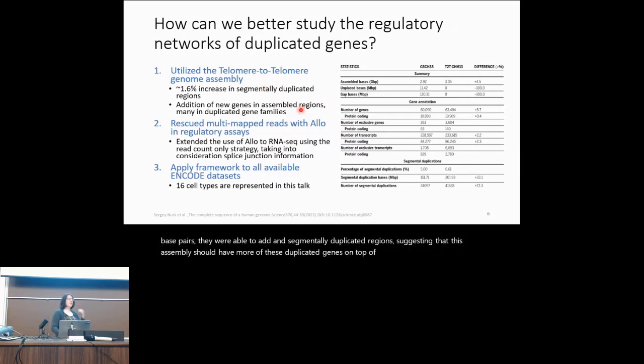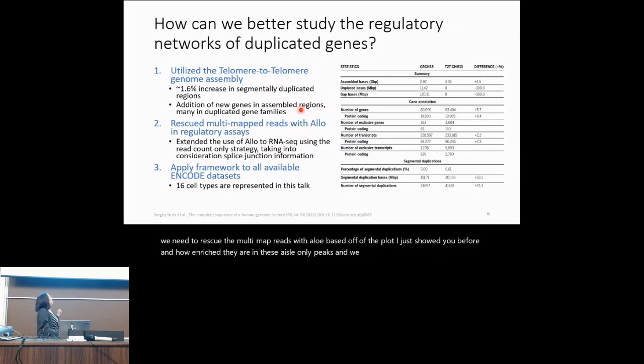On top of that, they have shown that there was an addition of many new genes, and a lot of them are in duplicated gene families. So it's important to use the T2T if you want to resolve these sections of the genome. The second thing is we need to rescue the multi-map reads with allo, based off of the plot I just showed you before and how enriched they are in these allo-only peaks.